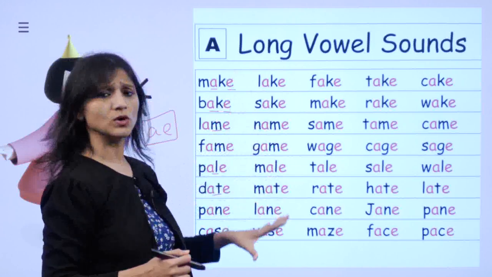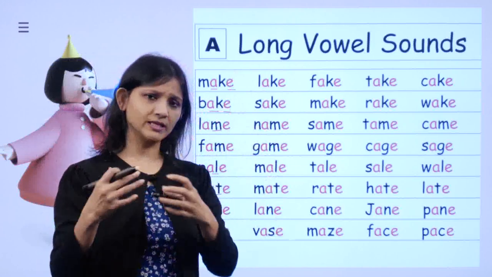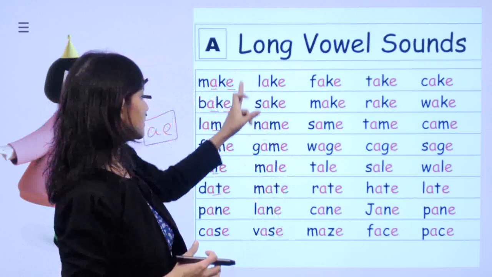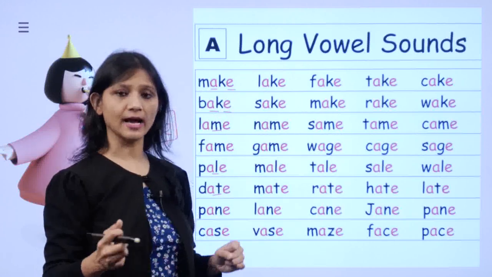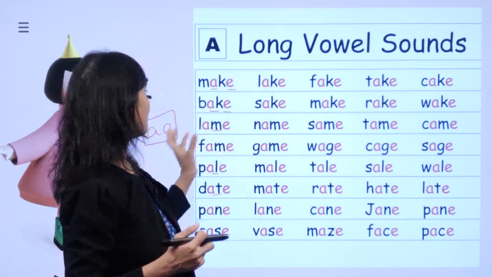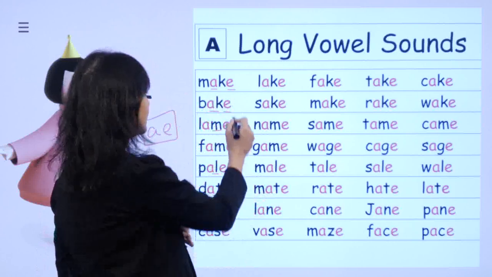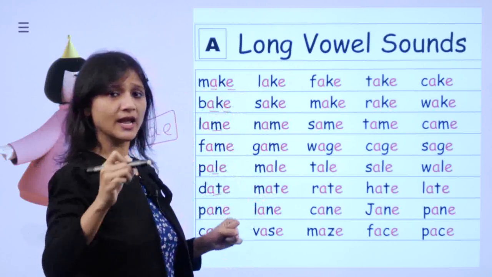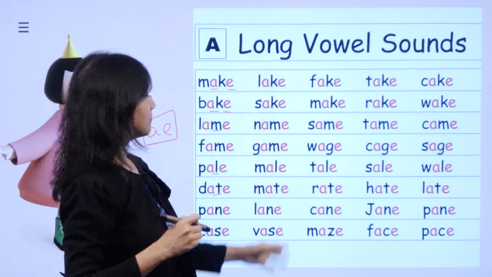So there could be so many words. And we will see how to blend these letters and form words. But all you see is all these are long sounds of A. We are not saying tam, mac, back. We are not saying that because there is an E here. So it's making a long sound. Make, bake, cake, take, same, wage.